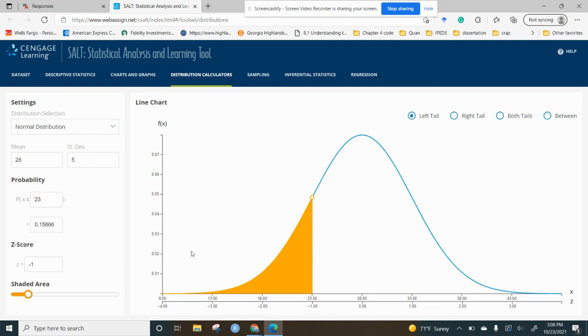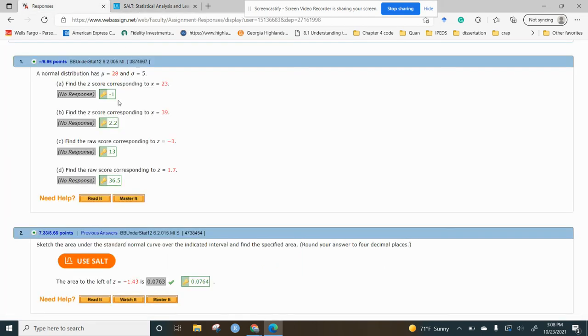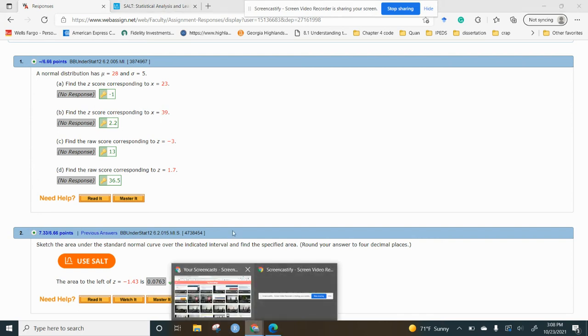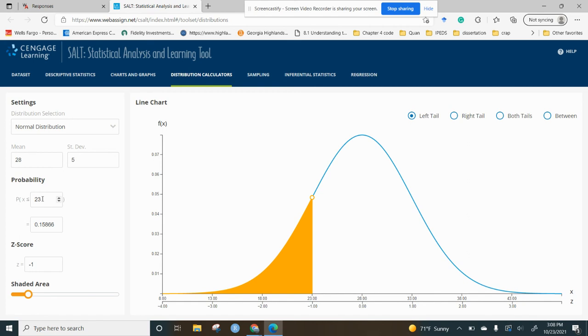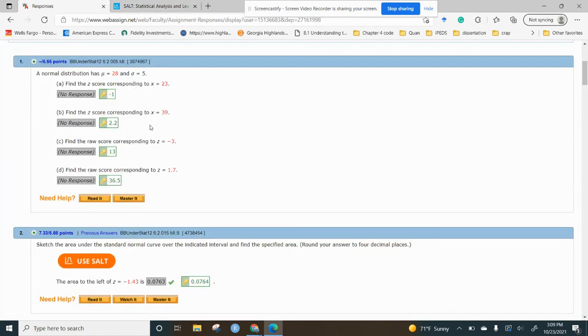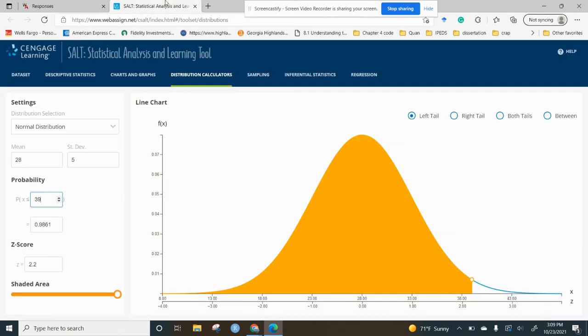I'm looking at 23, and down here it has x and z. The z-score is negative 1.0. Okay, let's do another one. It wants to know the z-score for x equals 39. If I look at 39, it's 2.2. So 2.2 goes there.